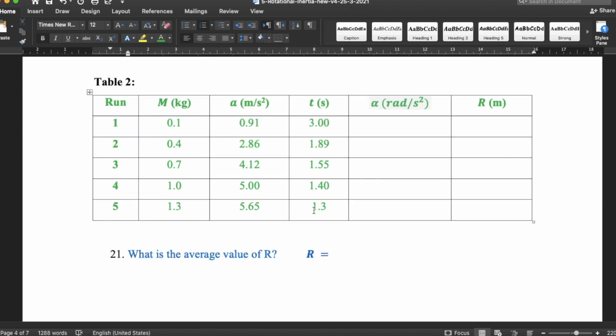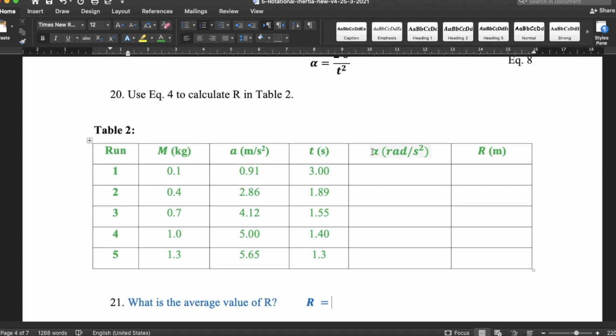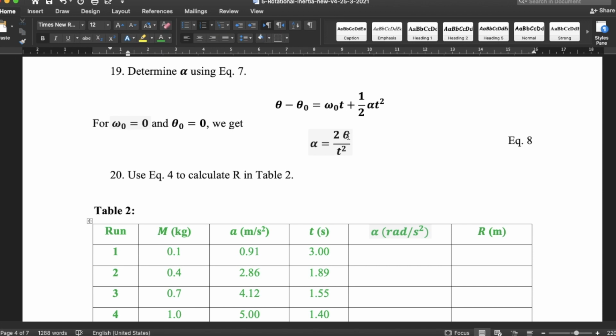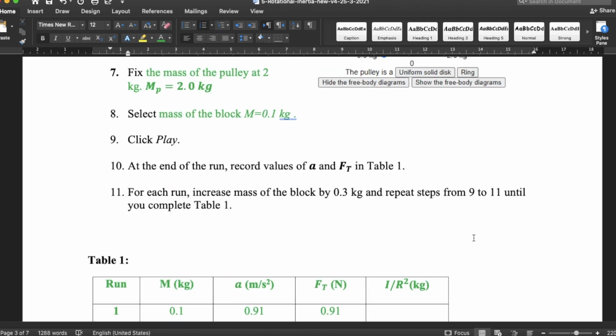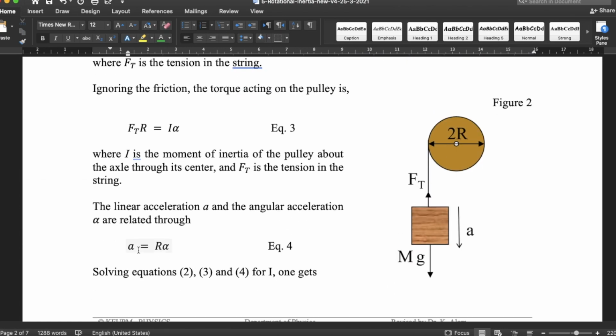So after completing the time measurements, we have to find alpha, the angular acceleration, and the radius. We'll find alpha using this formula, where theta is pi over 2. So when it's multiplied by 2, the numerator becomes simply pi, divided by the time squared. As for the radius, we'll use the equation that's all the way in the top. A equals r times alpha, so r is the linear acceleration divided by alpha.